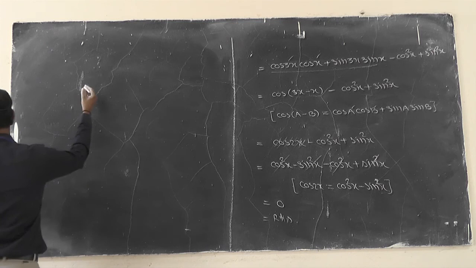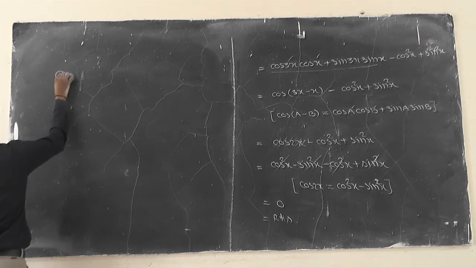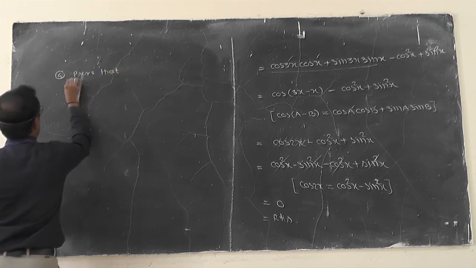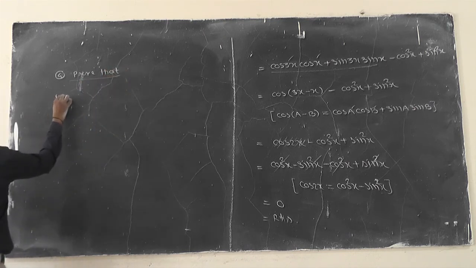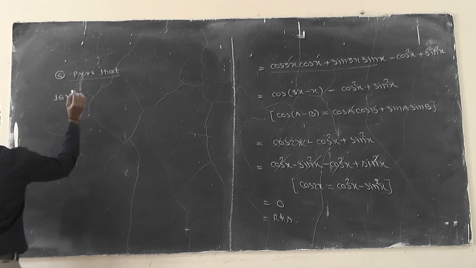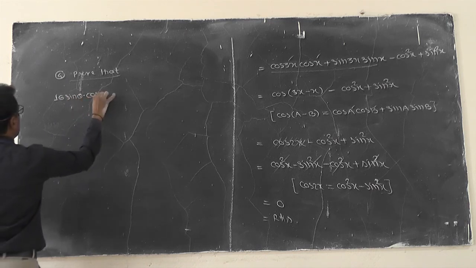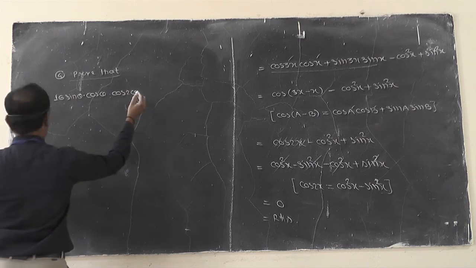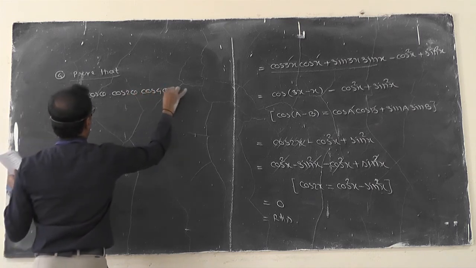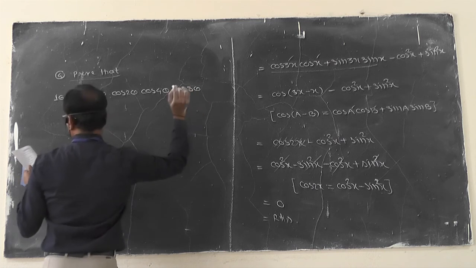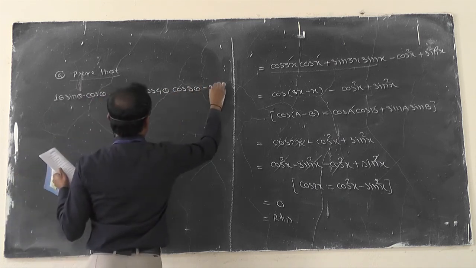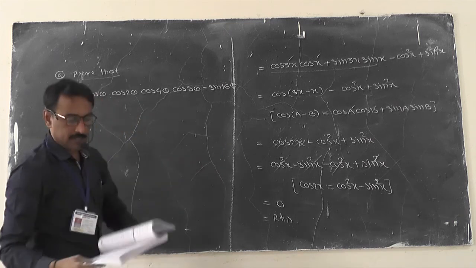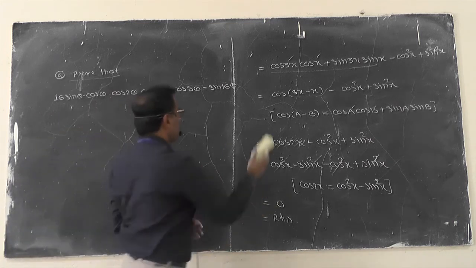Next we will take another problem. Prove that 16 sin theta into cos theta into cos 2 theta into cos 4 theta into cos 8 theta is equal to sin of 16 theta.